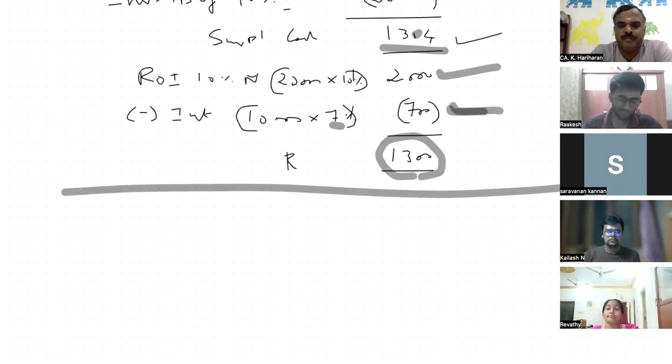Revathi, read the next question. The following data are presented in respect of Quality Automation Limited. Profit before interest and tax 52 lakh, less interest on debenture at 12%, 12 lakh. Profit before tax 40 lakh, less income tax at 50%, 20 lakh. Profit after tax 20 lakh. Number of equity shares of 10 each, 8 lakh. EPS 2.5, PE ratio 10, market price per share 25.